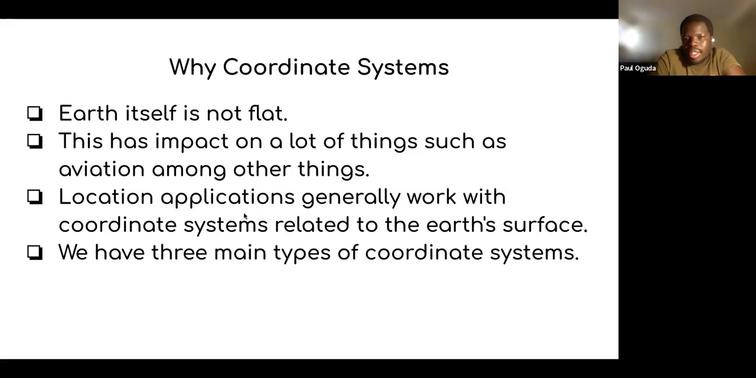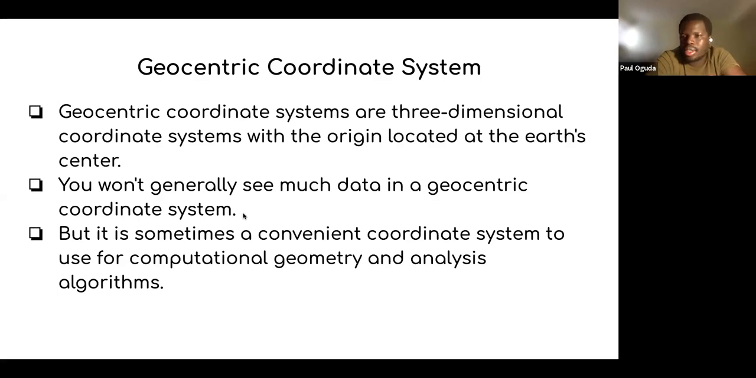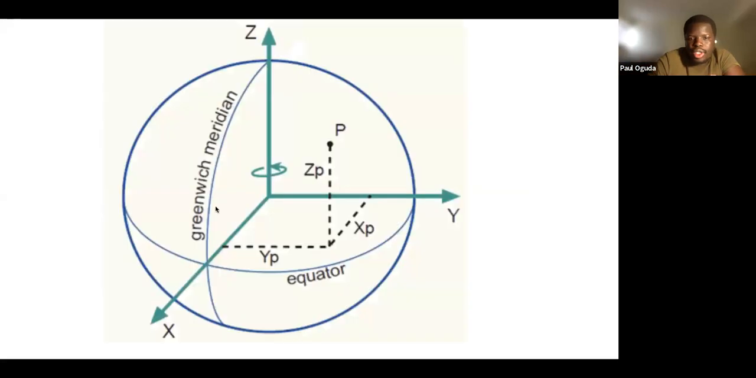We have three main coordinate systems. We have the geocentric coordinate system. This one is a 3D coordinate system, and its origin is at the Earth's center. So the main basis of this is in the middle of the Earth. This one is not really used that much, but sometimes it's convenient for some other complex computational geometry and analysis. So this is an example of the geocentric.